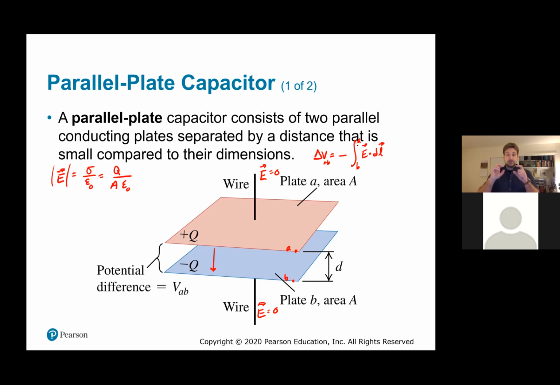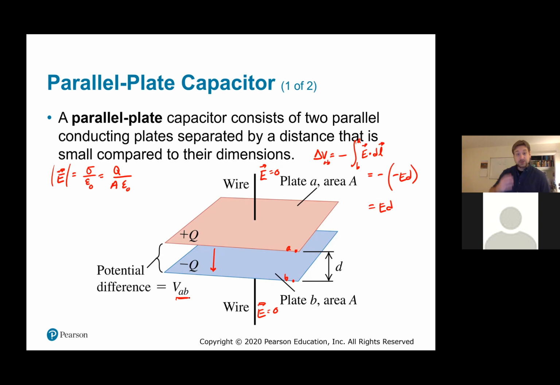It's the field E, which is uniform. We can pull it outside the integral, and we're just integrating dl on the distance d between the two plates. So we're going to end up with negative Ed, and the answer is just Ed. So we can say that the potential difference between the two plates, VAB, is the electric field times the separation distance.